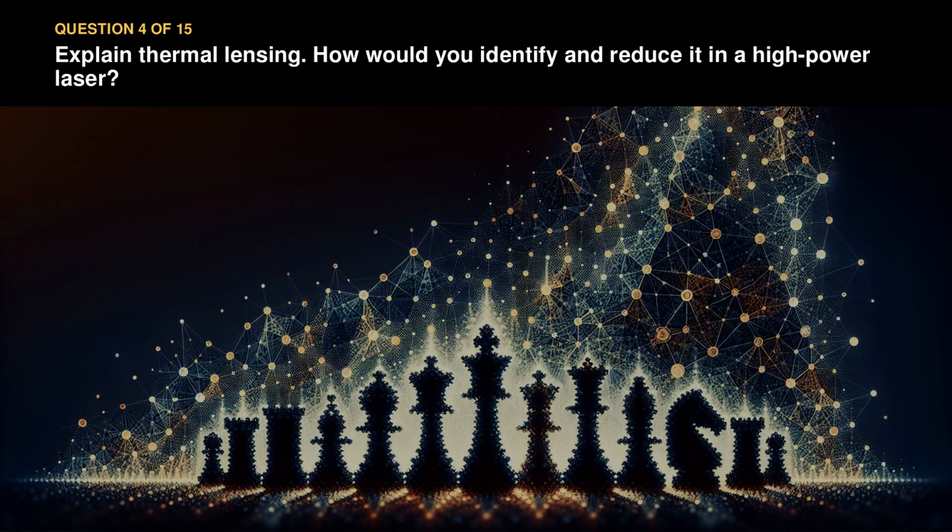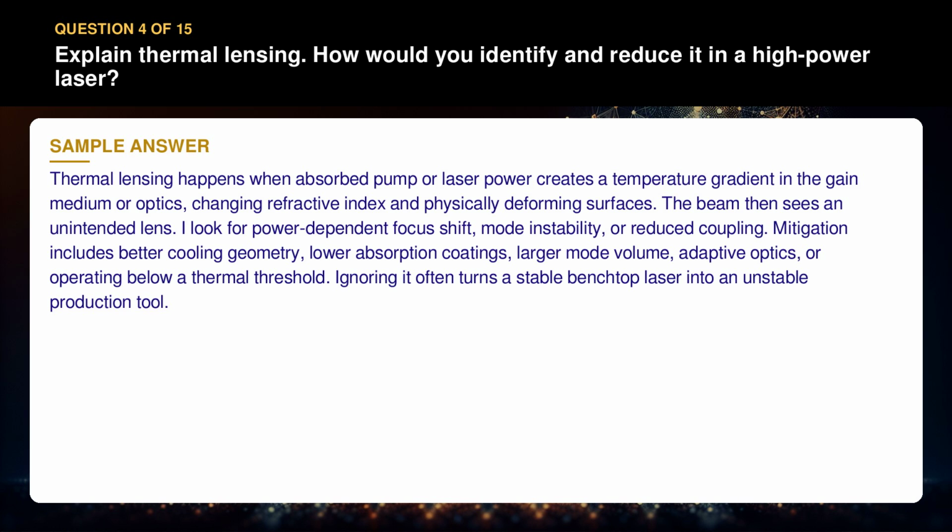Question 4. Explain thermal lensing. How would you identify and reduce it in a high-power laser? Thermal lensing happens when absorbed pump or laser power creates a temperature gradient in the gain medium or optics, changing refractive index and physically deforming surfaces. The beam then sees an unintended lens. I look for power-dependent focus shift, mode instability, or reduced coupling. Mitigation includes better cooling geometry, lower absorption coatings, larger mode volume, adaptive optics, or operating below a thermal threshold. Ignoring it often turns a stable benchtop laser into an unstable production tool.